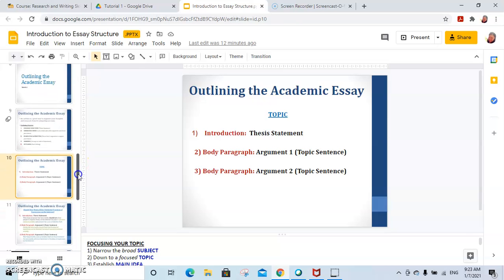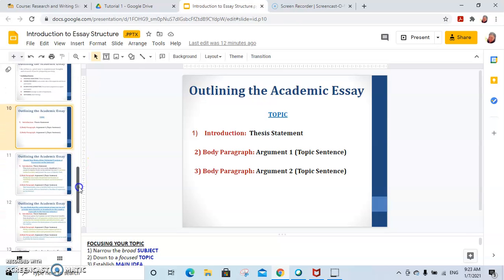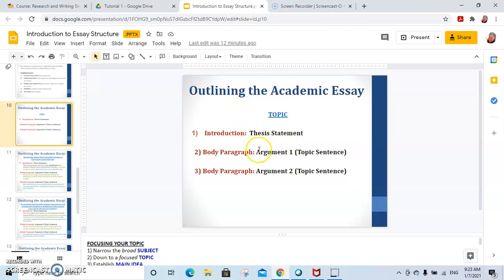All right, outlining the academic essay. In the introduction, it is important to have the thesis statement. The thesis statement states your stance, whether you agree or disagree with the topic, and then the two reasons or the two arguments to support your stance. So each body paragraph comprises your argument 1 and argument 2.